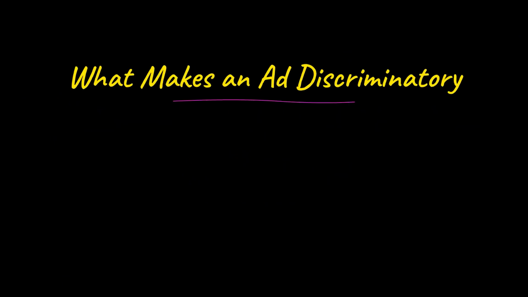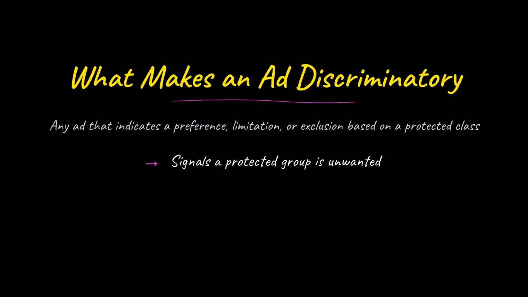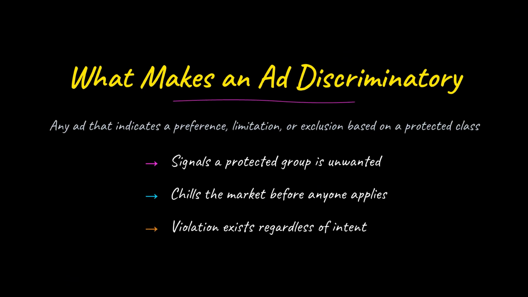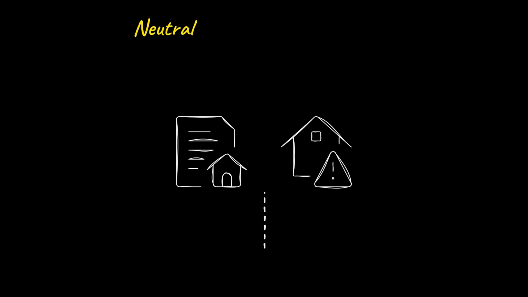Fair housing law doesn't just prohibit turning people away. It also forbids advertising that signals who is unwanted. The violation lives in the words of the ad itself. The harm occurs at the advertising stage, when an ad signals that families with children or members of a certain faith are unwelcome. Those people never apply. That chilling effect is the violation, even if the landlord meant no harm.